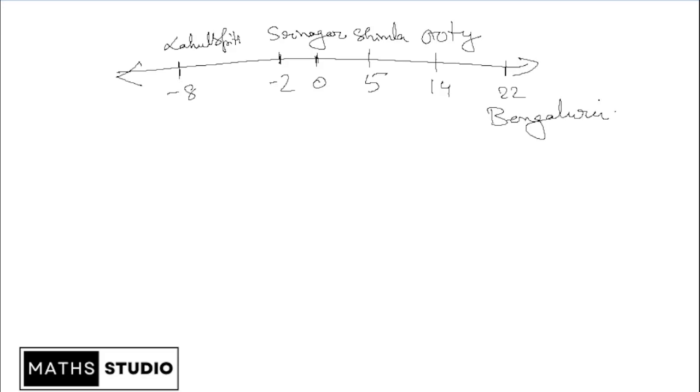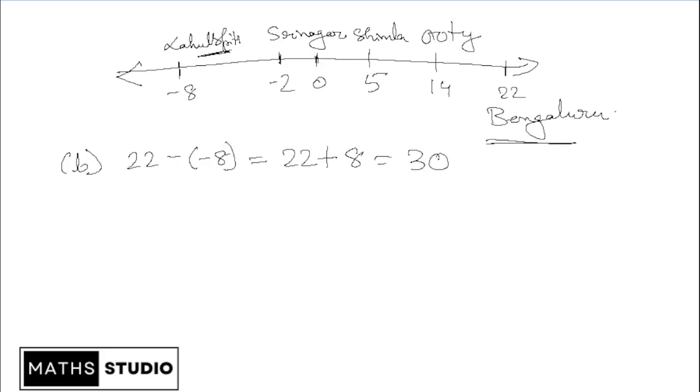Okay. So what is the temperature difference between the hottest and the coldest place amongst the above? So the hottest place is Bengaluru out of these, and the coldest is Lahul Spiti. So the difference, this is for question number B, would be temperature of Bengaluru minus temperature of Lahul Spiti. That is 22 minus of minus 8. That would be giving me 22 plus 8. That is 30. So the temperature difference is 30 degree.